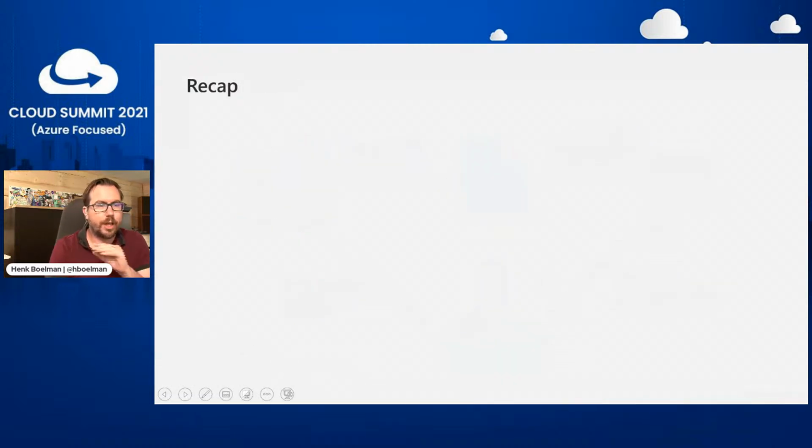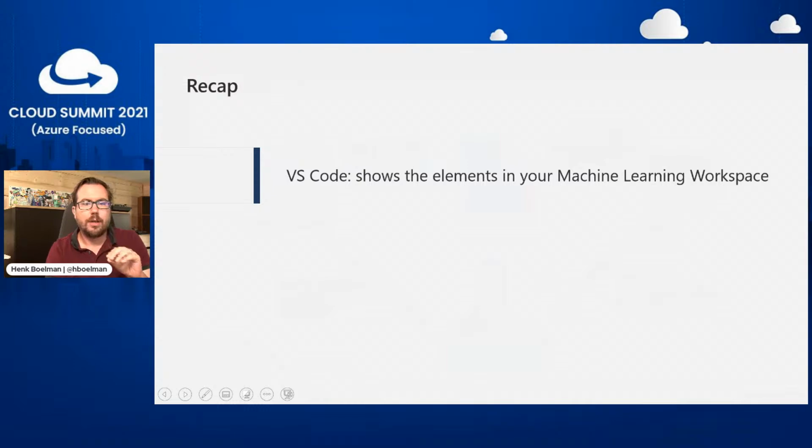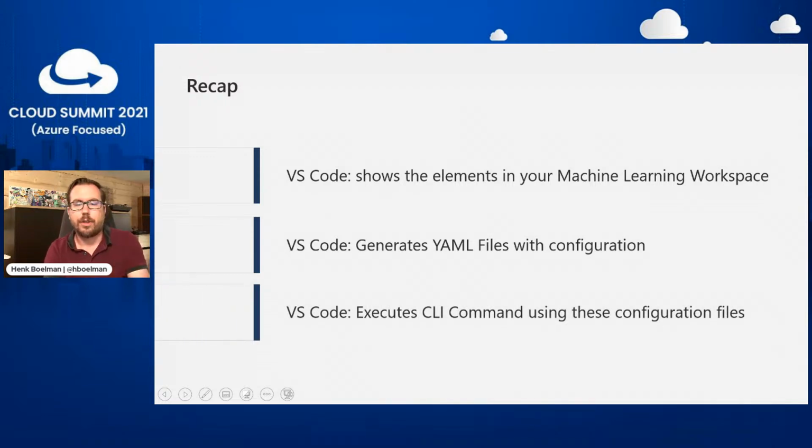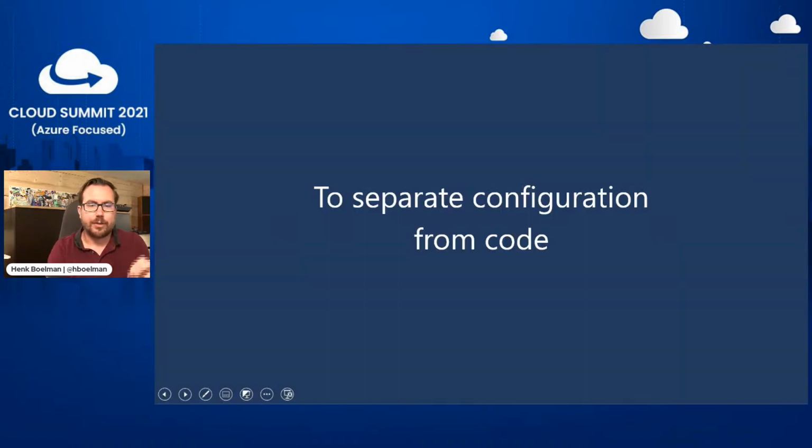So, a small recap of what we're going to do. We're going to use Visual Studio Code to show elements in your machine learning workspace. Visual Studio Code can generate configuration files for you. And Visual Studio Code uses the Azure CLI to execute these configuration files for you. That is all very handy to separate configuration from your code that will do the actual training.